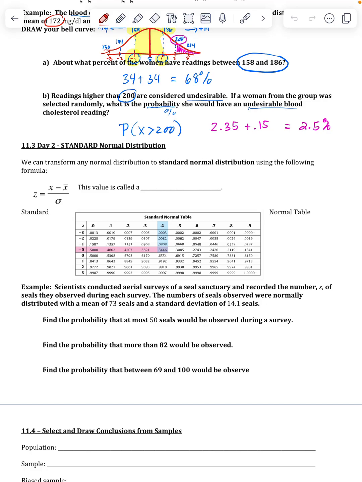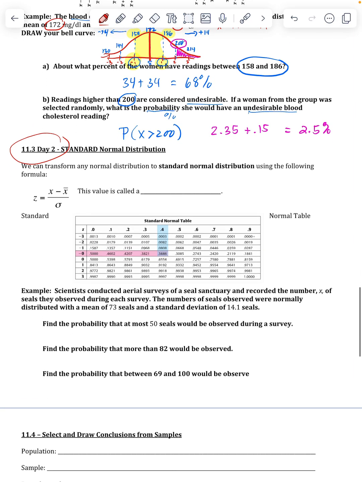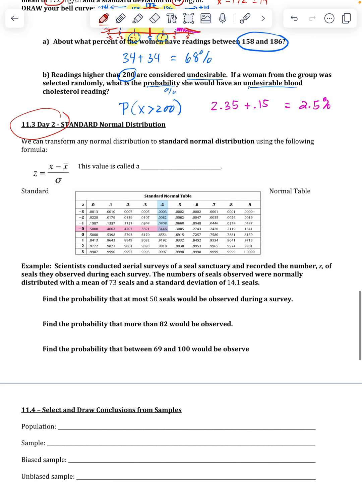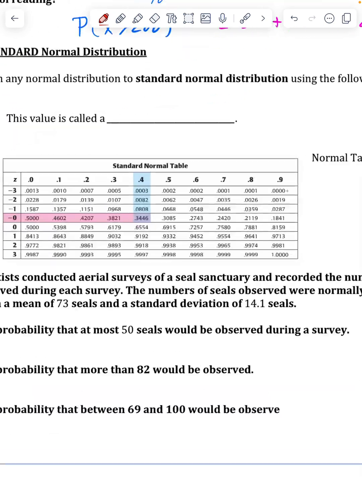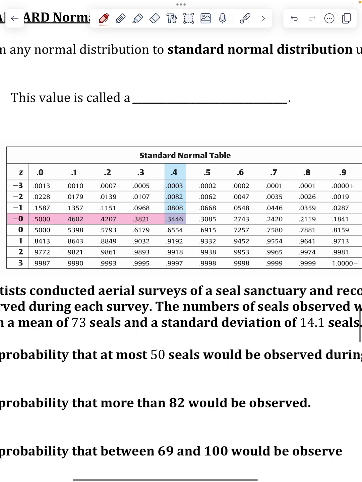All right, kids, we're going to take a look at 11.3 day 2. It's just an add-on to what we did yesterday. Normally when you have data, it doesn't land perfectly on 1, 2, or 3 standard deviations. It can be somewhere in between. So we have this chart that gives us a percent, which also tells us the probability that is underneath that graph.